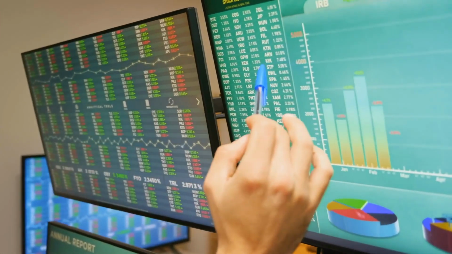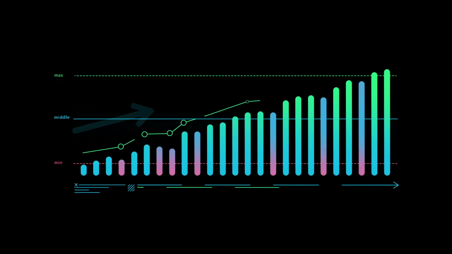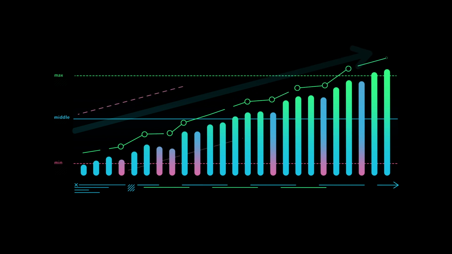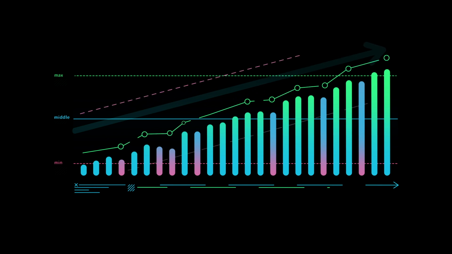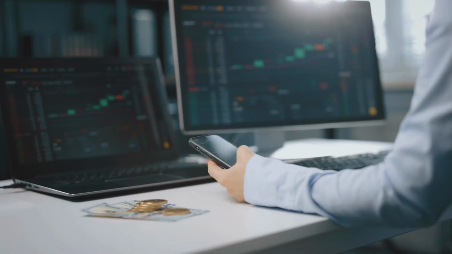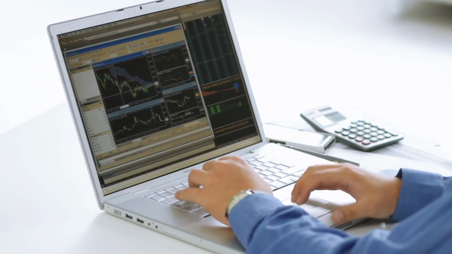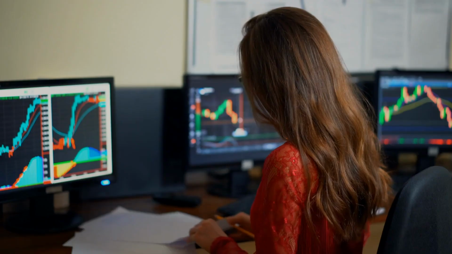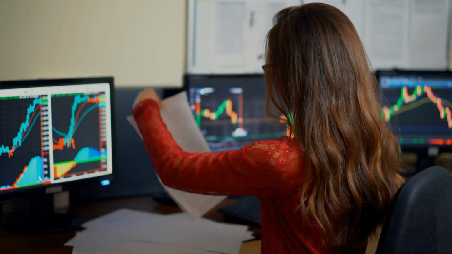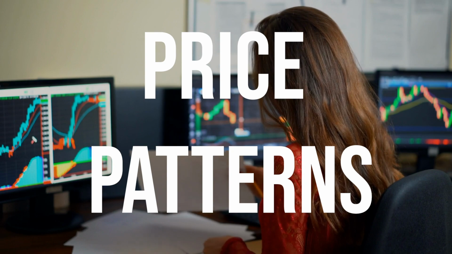Let's consider an example: the ascending triangle. This pattern forms when a stock's highs consistently reach a resistance level while its lows gradually increase. Some investors interpret the narrowing gap between the highs and lows as an indication that the stock is likely to break through the resistance. If such a breakout occurs, it is expected that the stock's price will rise immediately afterward. However, it's important to note that not all investors rely solely on support, resistance, and price patterns.